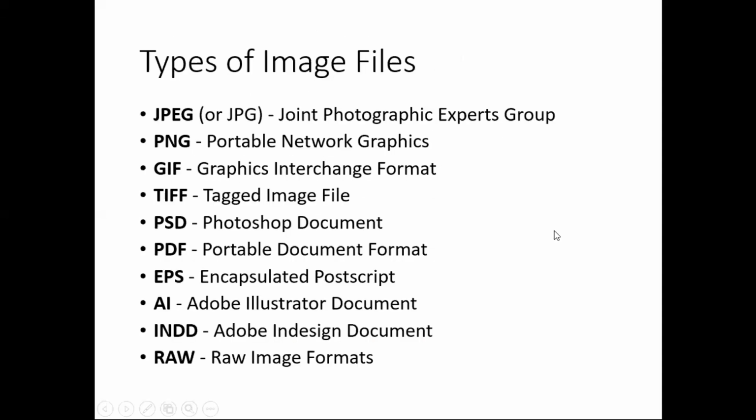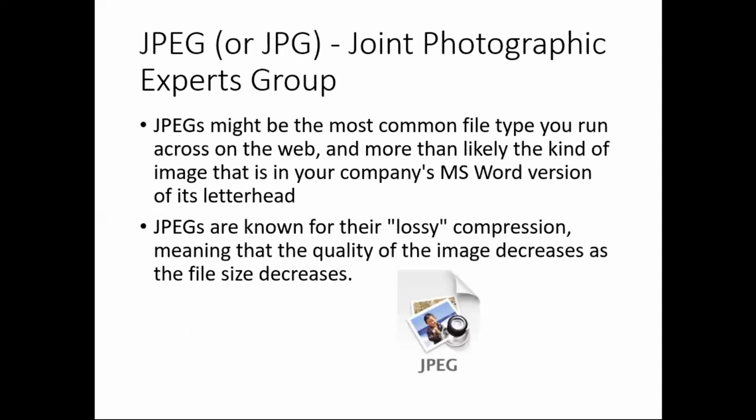Then these are the examples of image types: JPEG or JPG, both are very similar, PNG, GIF, TIFF, PSD, PDF, EPS, AI, Adobe Illustrator document, Adobe InDesign document, and raw image format. Let's take one by one and see the main properties.